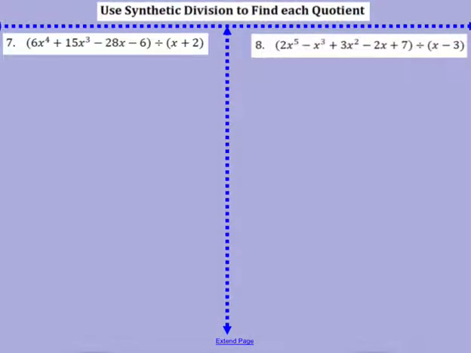Let's take a look at number 7. Again, we're going to put a minus 2 in here. Now I notice that there's no x squared term. I jump from x cubed to just x.